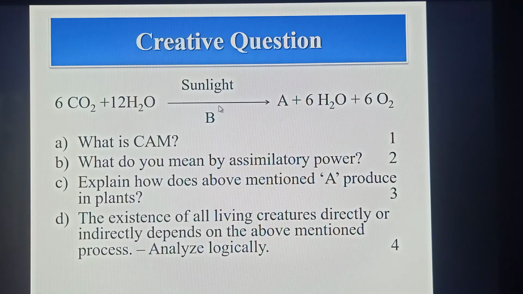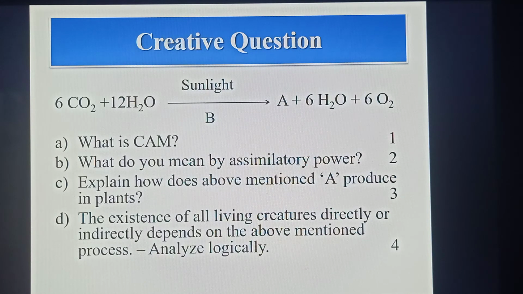Here this B is the chlorophyll, and this A, what is it, dear boys and girls? This A is the glucose. So look here. What is CAM? I already mentioned this. What is CAM? Crassulacean acid metabolism.